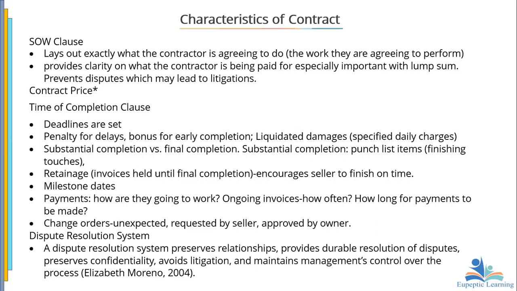A carefully and properly stipulated dispute resolution system preserves these relationships and provides durable solutions to disputes. Resolution of disputes preserves confidentiality, avoids litigation, and even maintains management control over the process. So we need to put these measures in place. Would we go to arbitration or go to court? Is there going to be an adjudicator? It is going to be stated in the contract so that once these things happen, we know the first point of contact. Okay, so these are some of the characteristics of contracts.